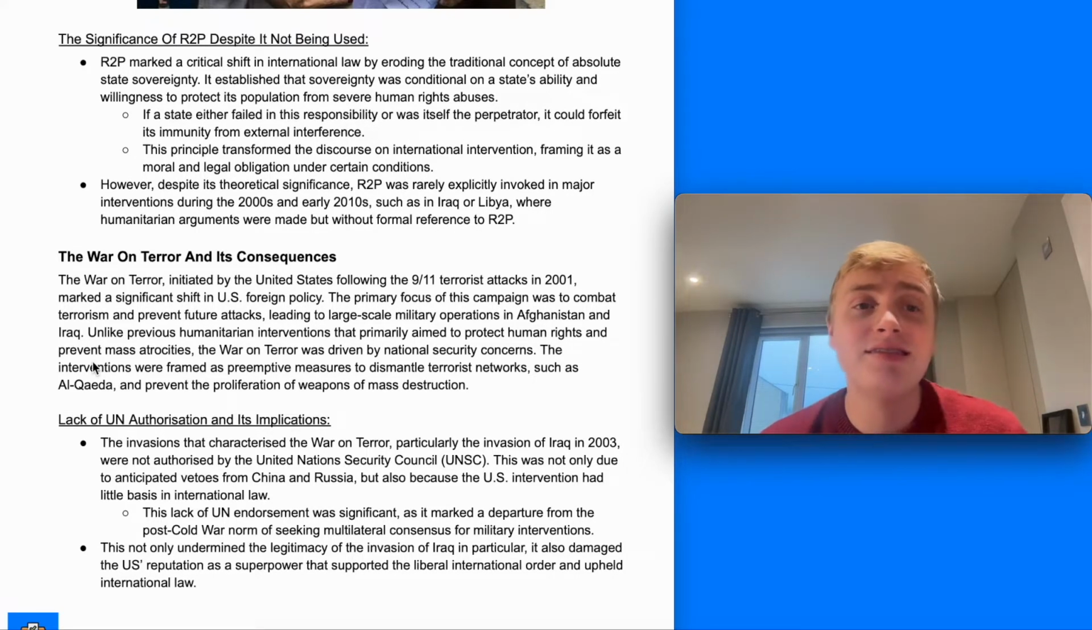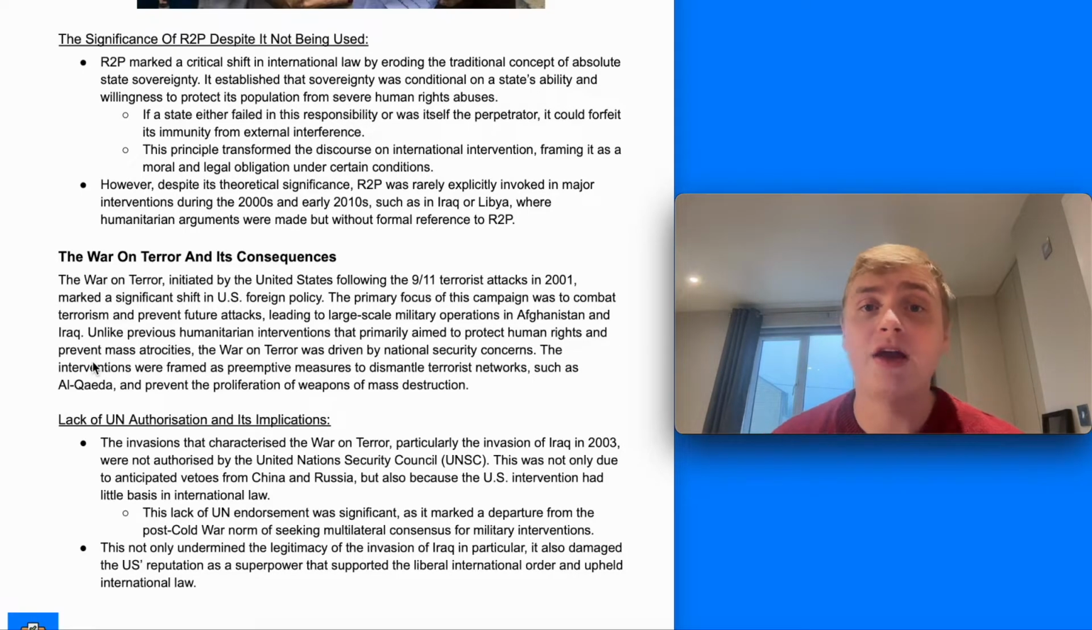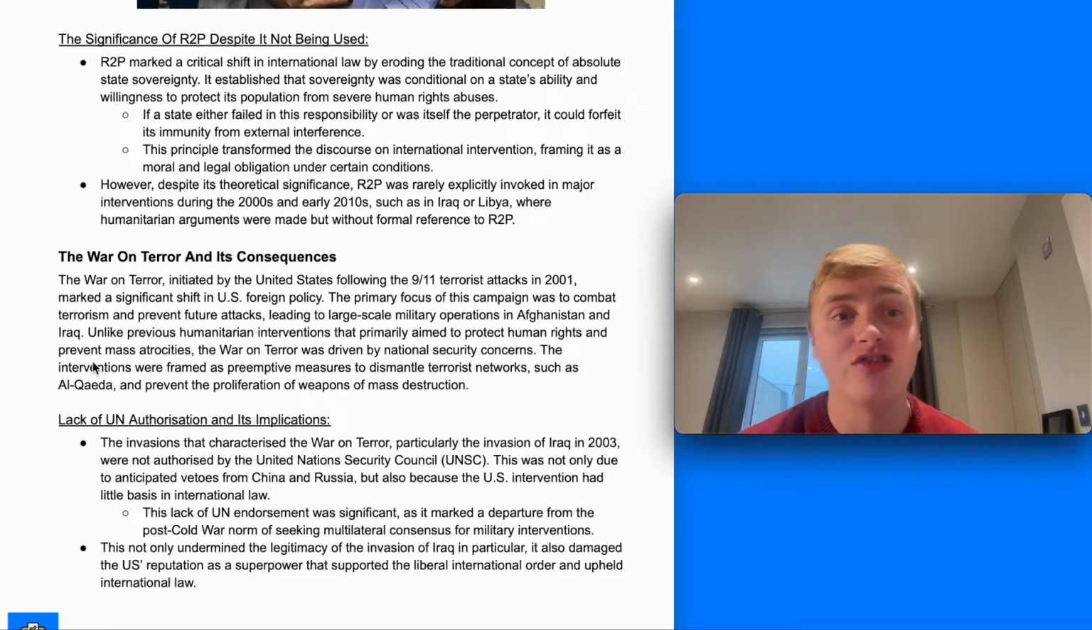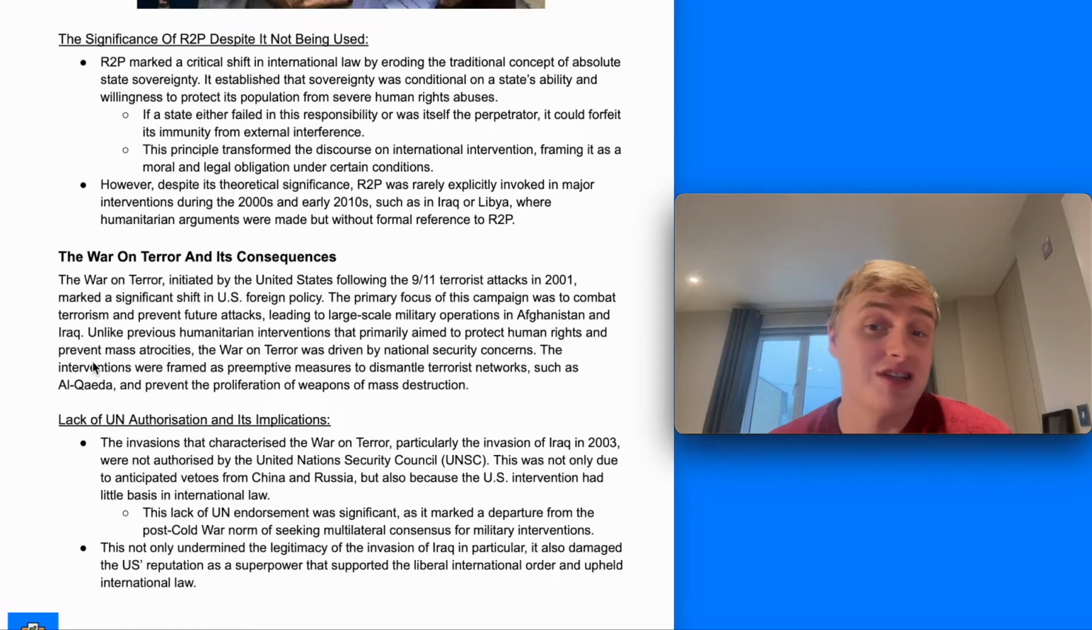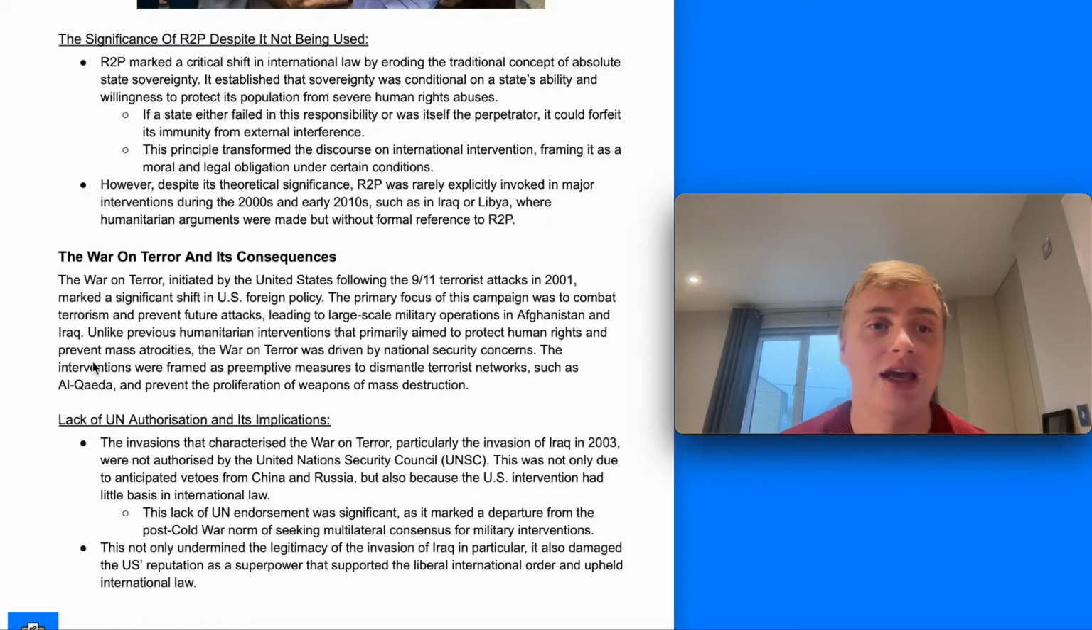But despite that, it's still really significant, and it created a really critical shift in international law by eroding the traditional concept of absolute state sovereignty, establishing that sovereignty was actually conditional on a state's ability and willingness to protect the human rights of its citizens. And if it either failed in this responsibility or was the perpetrator, it actually forfeited its immunity from external interference. So it was really significant in relation to the place of sovereignty in international law.